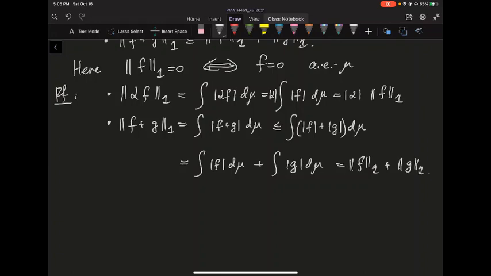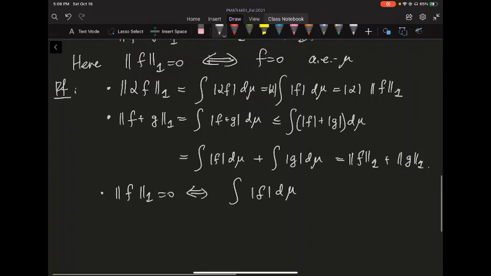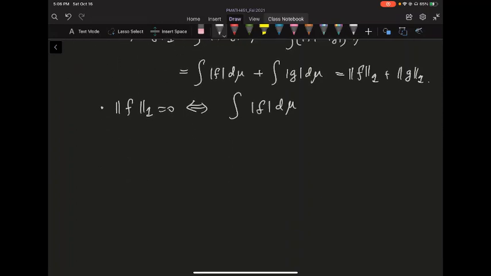And finally, we want to say that the one norm of f equals 0. That's essentially by definition, if and only if the integral of the absolute value of f equals 0. And in the last lecture, we saw that the integral of a non-negative function is 0 if and only if this function is 0 almost everywhere. So that's if and only if the absolute value of f is equal to 0 almost everywhere mu. Well, that's really the same thing as saying f is equal to 0 almost everywhere mu. So we proved the last property.